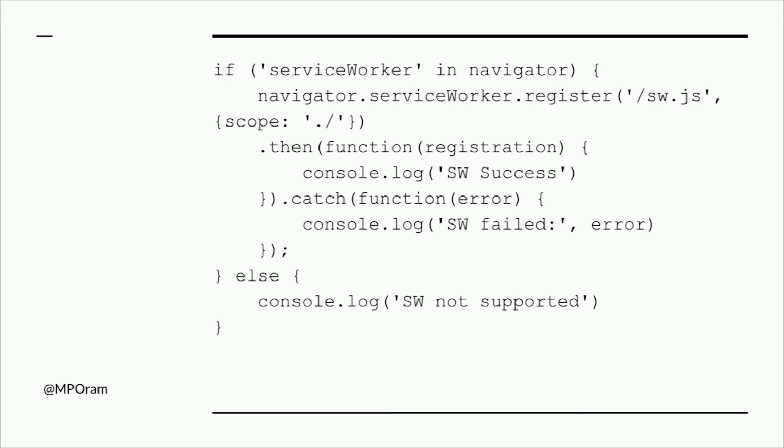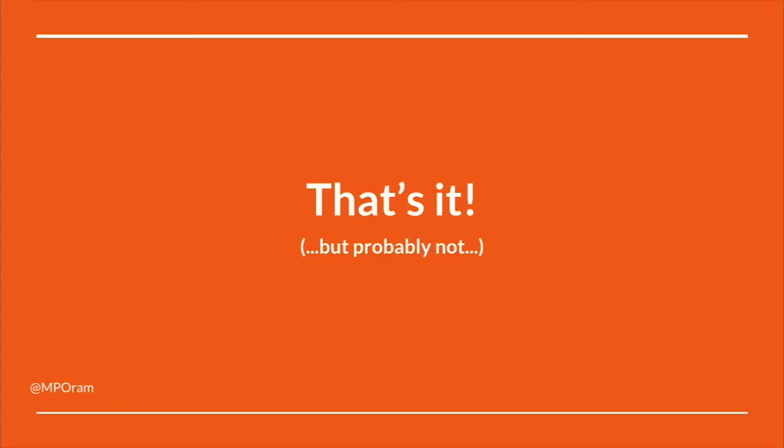So by giving mine the scope of /, it means I can control everything. And then we register that and we catch any errors just in case there's a problem. Okay. Now inside the service worker file, sorry, wrong slide. So yeah, that's literally it. That's actually registered a service worker.